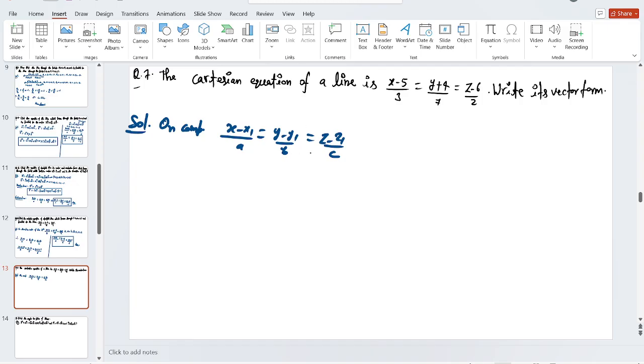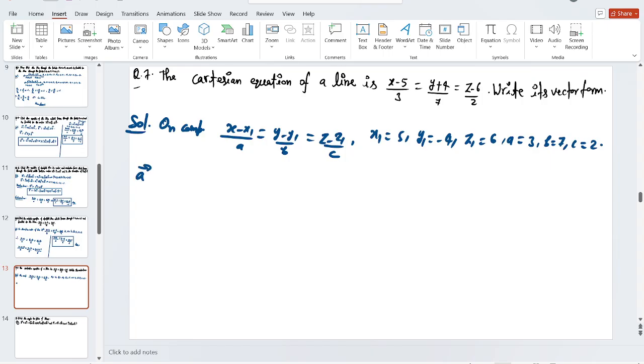So we compare with these equations. On comparing you get x1 equal to 5 and y1 equal to minus 4, since y plus 4 becomes y minus (-4). And z1 equal to 6. And A is equal to 3, B equal to 7, and C equal to 2. So its vector form is what?